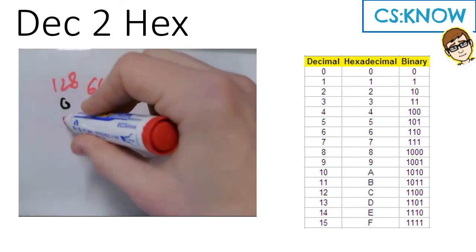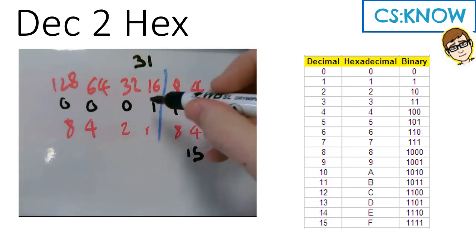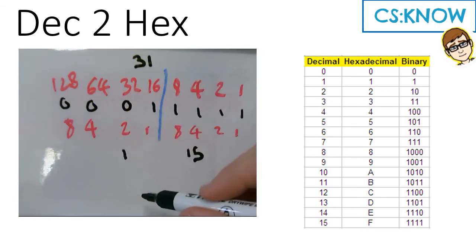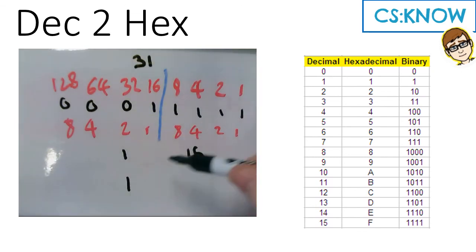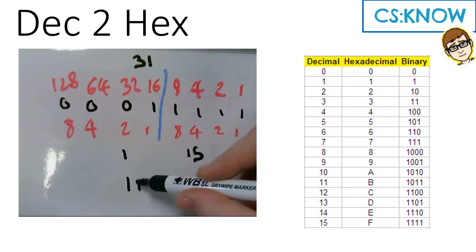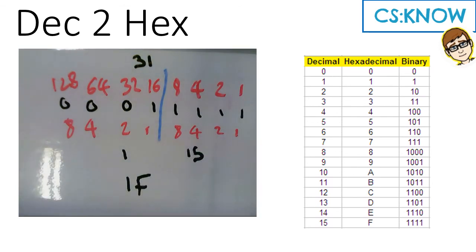So write the values now, 1, 2, 4, and 8. Remember, it's now a nibble. So now what we're going to do is we're going to add these together. So we've got 15 and a 1. So 1 in hexadecimal is written as a 1, and a 15 is written as an F.